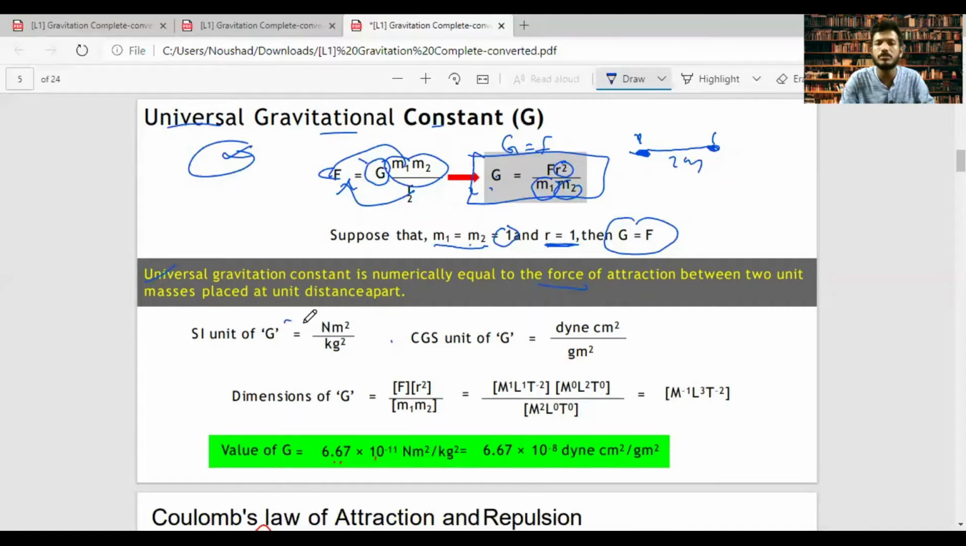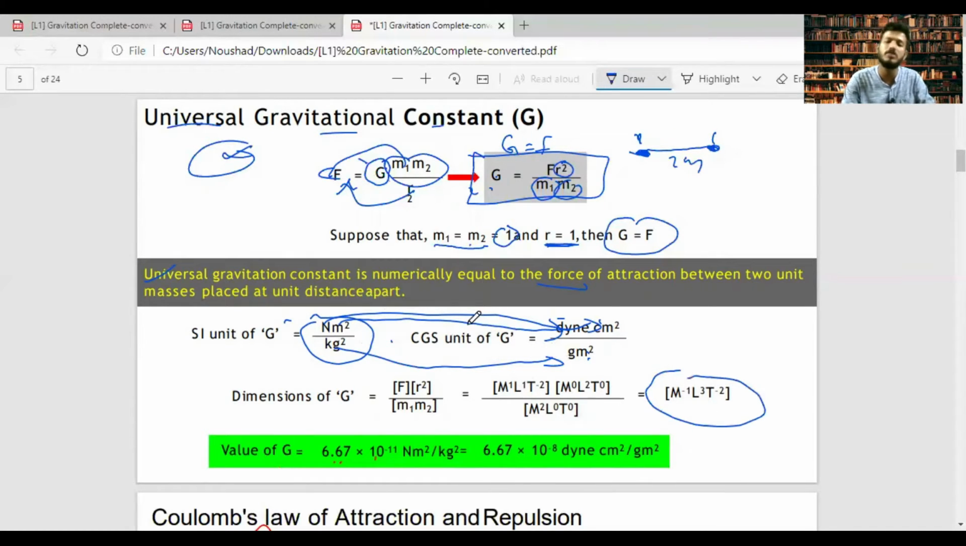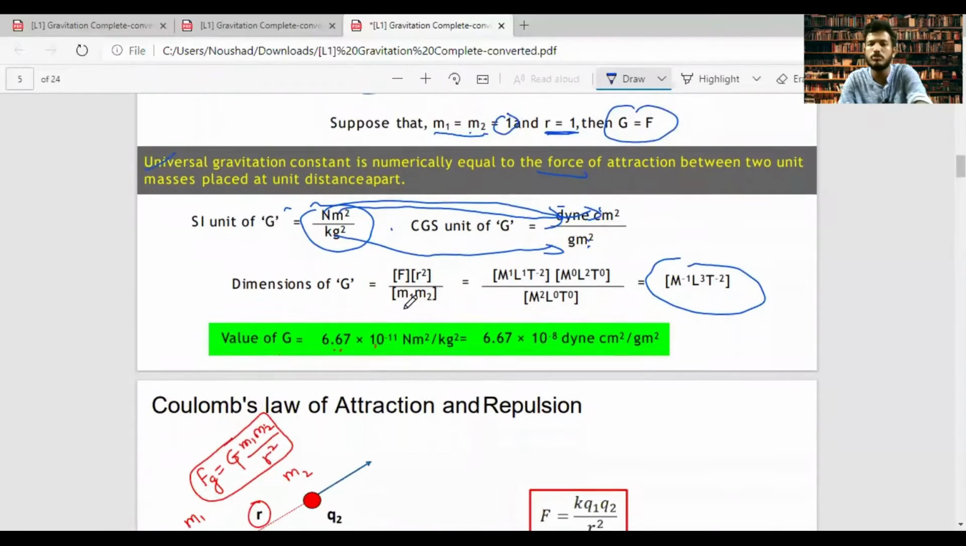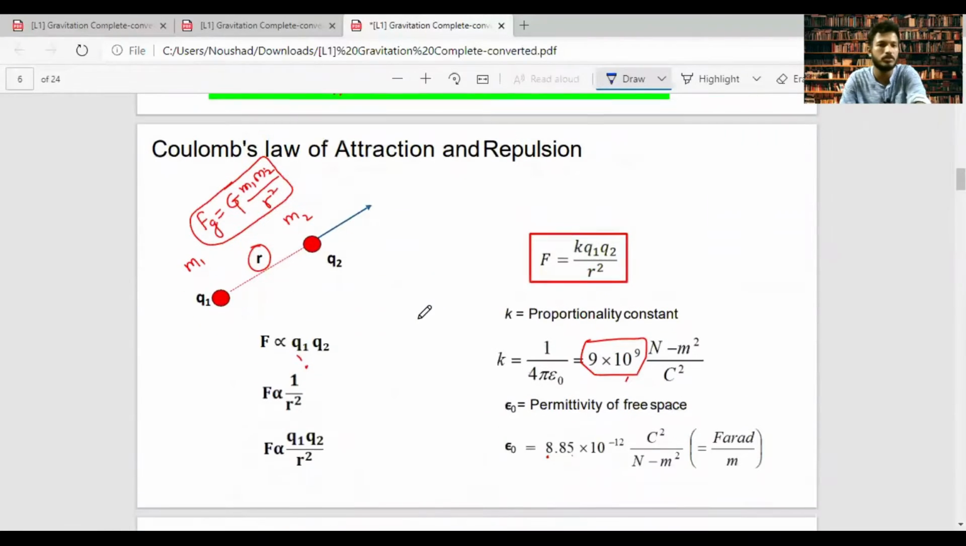The SI unit of G is Newton meter square per kilogram square, and the CGS unit of G is Dyne centimeter square per gram square. Newton in CGS is Dyne, meter in CGS is centimeter, kilogram in CGS is gram. So it's very simple. And this is the dimension of G. What is the dimension of G? M raised to minus 1, L cube, T raised to minus 2.